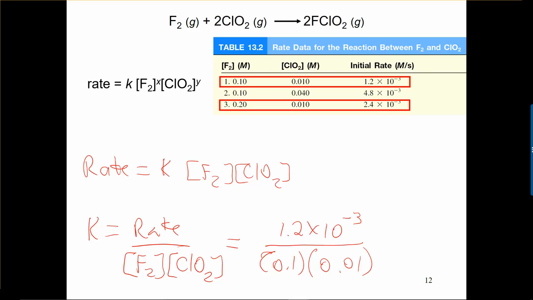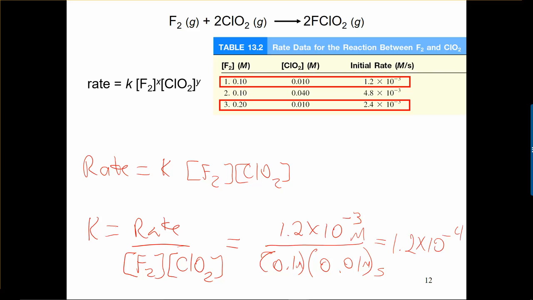So what's the rate constant? 1.2 times 10 to the negative 4. Where's that coming from? If I take 1.2 times 10 to the negative 3 divided by this, that's the answer.